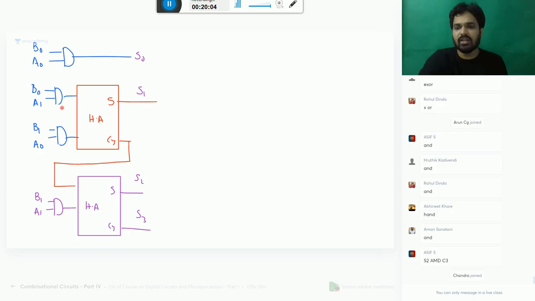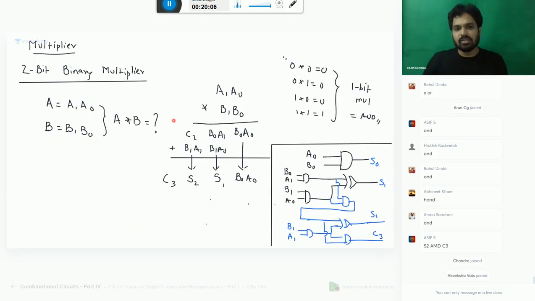I have not done anything new. Just I implemented this. For addition, sum is always equal to XOR operation. Carry is always equal to AND operation. Why does half adder come here? Because you are adding two bits, B0 into A1 and B1 into A0. You are adding this and this. When you add two, the addition is always done with the help of half adder. Arithmetic operation, please remember that. Just to see the figure, if you have any doubt, please ask.